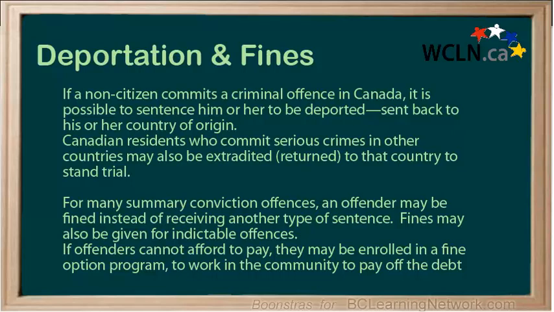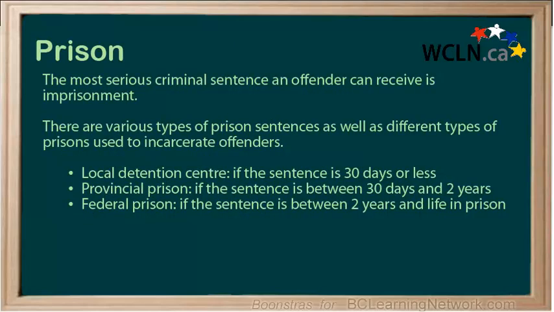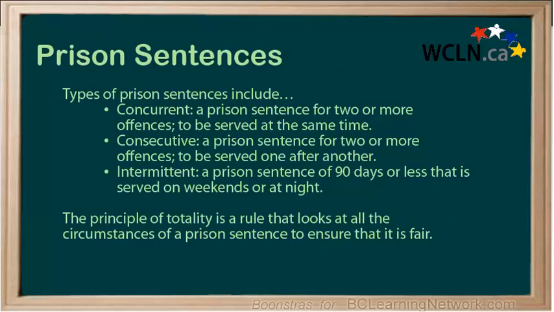The most serious criminal sentence an offender can receive is imprisonment. There are various types of prison sentences as well as different types of prisons used to incarcerate offenders. Local detention centers are used if a sentence is 30 days or less. Provincial prison is used if the sentence is between 30 days and 2 years. Federal prison is used for a sentence between 2 years and life in prison.